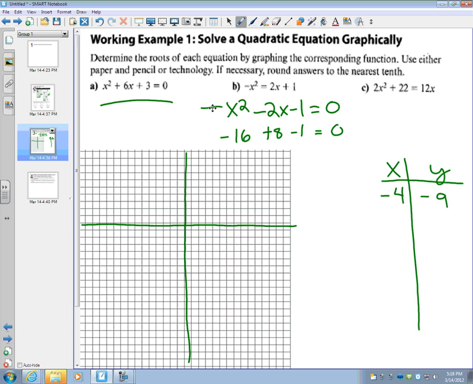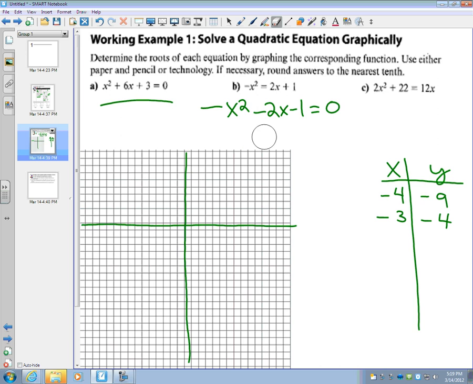Okay, we're going to do the same thing. We're going to put in negative 3. Well, negative 3 squared is 9, but we have that negative there. So it's negative 9 minus 2 times negative 3. So that's just like adding 6, minus 1 equals 0. So negative 9 minus 1 is negative 10, plus 6 is negative 4.